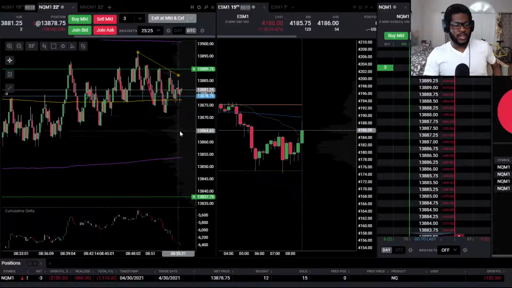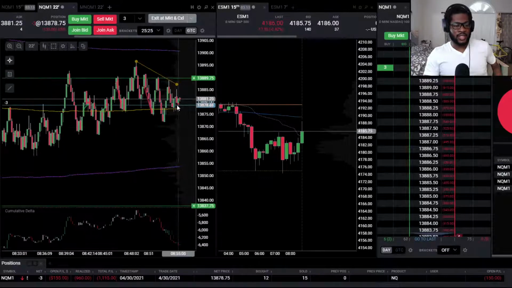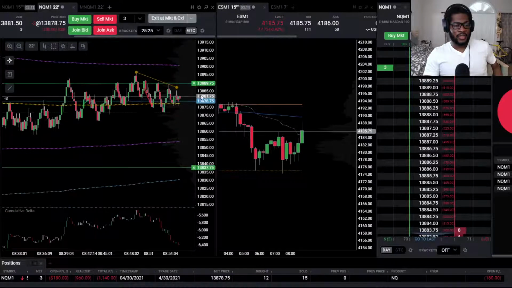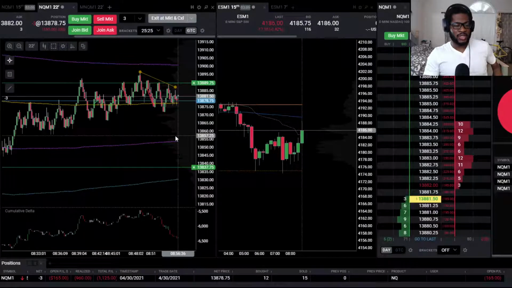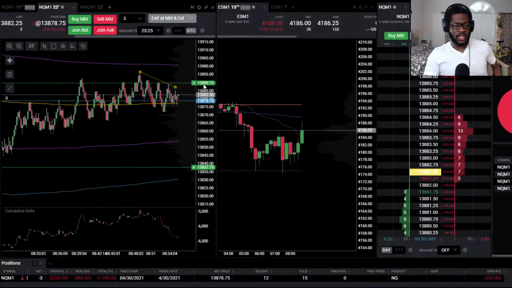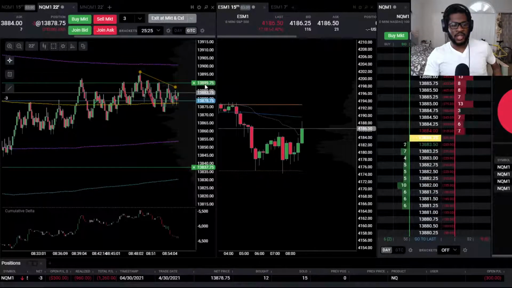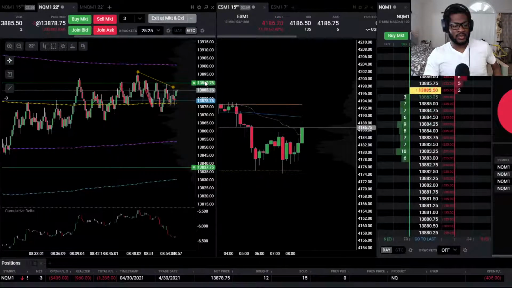Again, I think I'm a little early. I think ideally it would be better to wait for this to break down and then pull back and test the level to then short. But I guess I'm just feeling impatient today, so I'm jumping in. I'm jumping into a lot of stuff that I really shouldn't be jumping into.